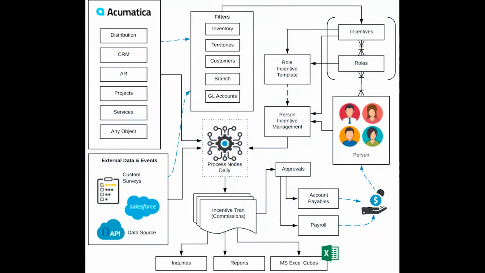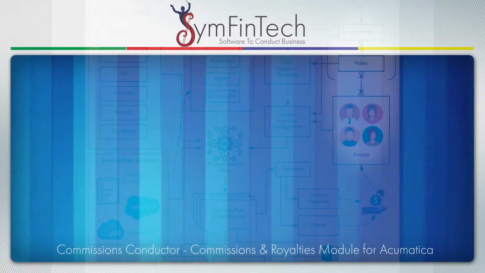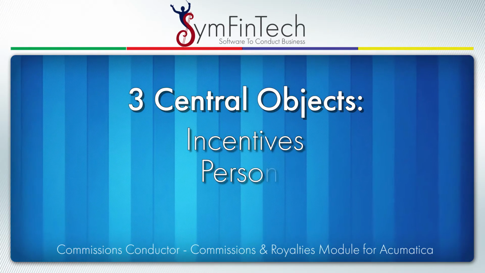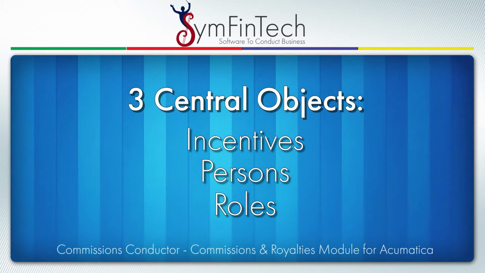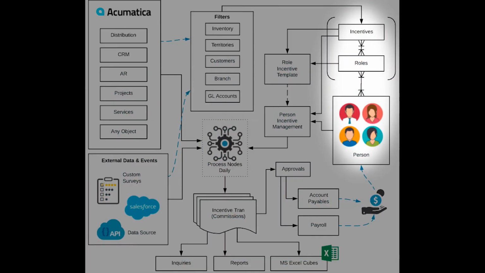Let's start with this flow chart that goes through the various functions and how all the pieces fit together. If you look in the upper right, you see incentives, roles, and persons. These are the three fundamental objects or elements in the system. Everything is essentially built around these three objects. So let me go through these three things quickly and we'll clarify the basics. Then we'll see how all the gears come together and the machine really powers up.